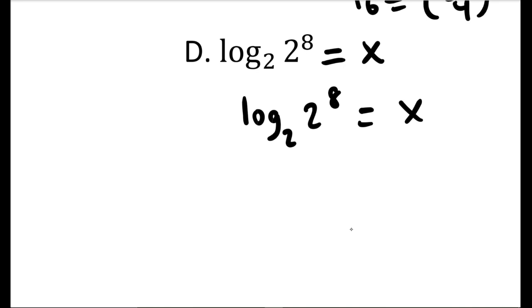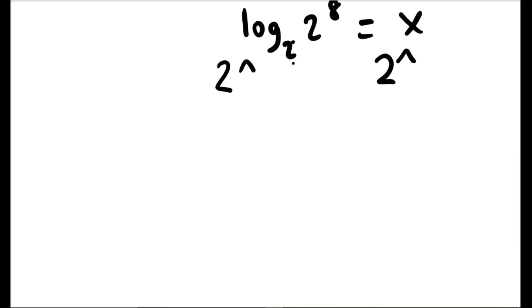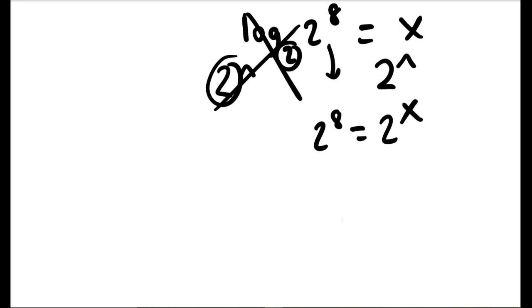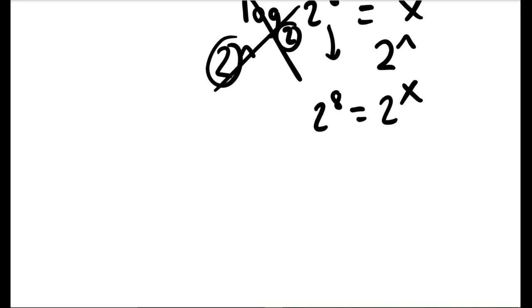So we're going to set this equal to x. So now we have log base 2, 2 to the 8 equals x. The only way to get rid of this log base 2 is to do 2 raised to both sides. So I'm going to do 2 raised to that, 2 raised to that. So now those match, so they cancel. So now we're left with 2 to the 8, we're just going to bring that down, equals 2 to the x power. All right, so if 2 to the 8 is equal to 2 to the x, what does x have to be equal to? Well, x has to be equal to 8 because the 2's match, so therefore x has to be 8.